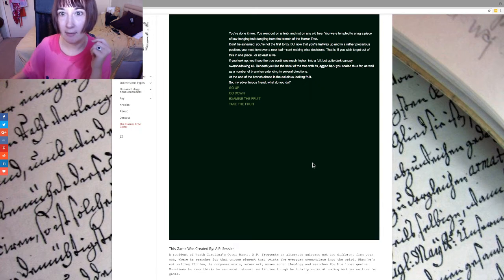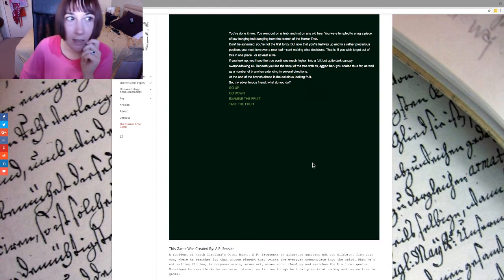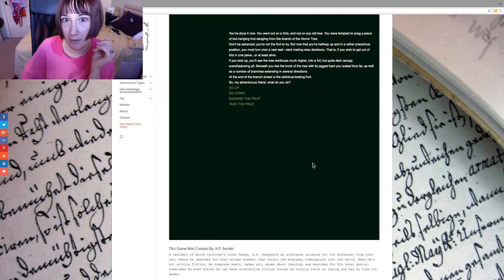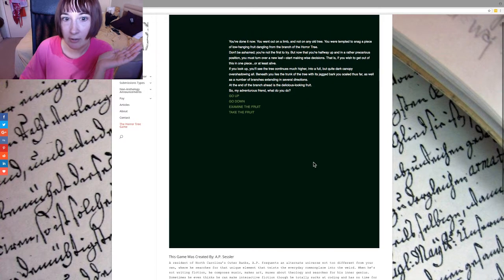You've done it now. You went out on a limb and not on any old tree. You attempted to snag a piece of low-hanging fruit dangling from the branch of the horror tree. Don't be ashamed, you're not the first to try. But now that you're halfway up and in a rather precarious position, you must turn over a new leaf. Start making wise decisions. That is, if you wish to get out of this in one piece or at least alive. If you look up, you'll see the tree continues much higher into a full but quite dark canopy, overshadowing all. Beneath you lies the trunk of the tree with its jagged bark you scaled thus far, as well as a number of branches extending in several directions. At the end of the branch ahead is the delicious-looking fruit.